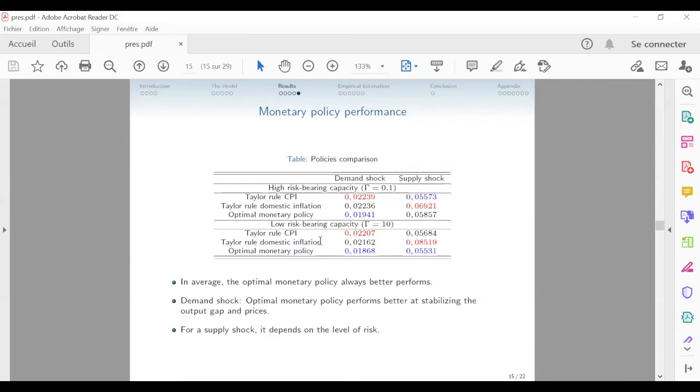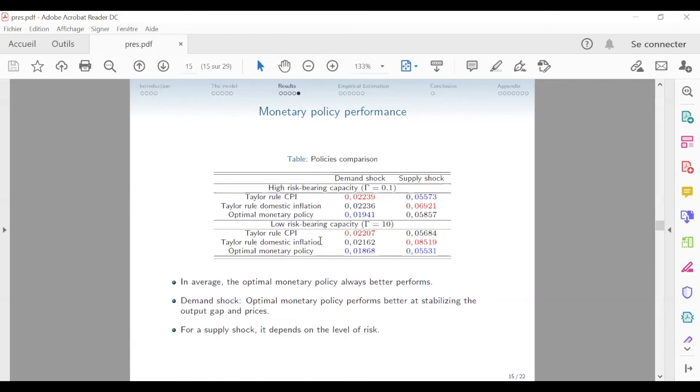But what matters for central banks usually is the volatility of the output gap and the inflation after a shock. So here in this table, I just report the volatility of the output gap and inflation after a demand shock and the supply shock under different monetary policies. Obviously, if we take the two shocks and average them, the optimal monetary policy will perform better because it's mathematical. But if you separate the shocks, it's quite interesting.